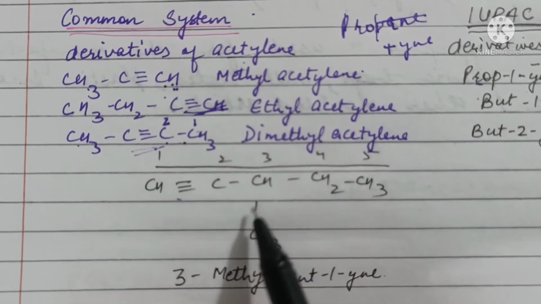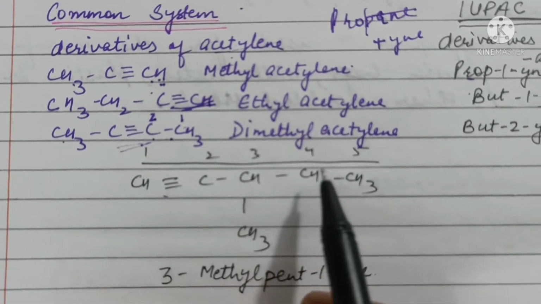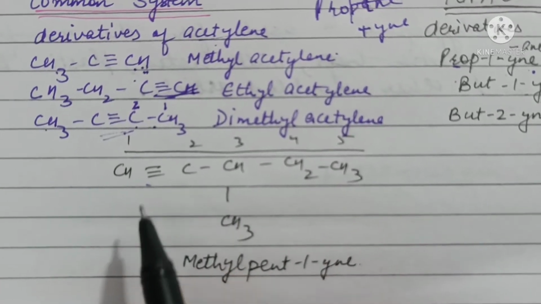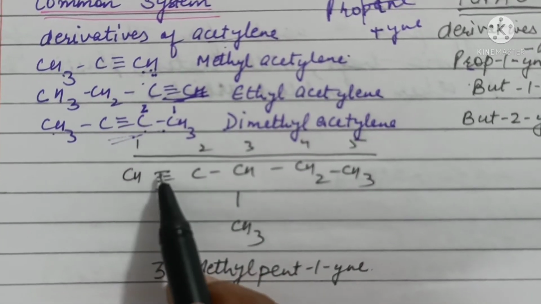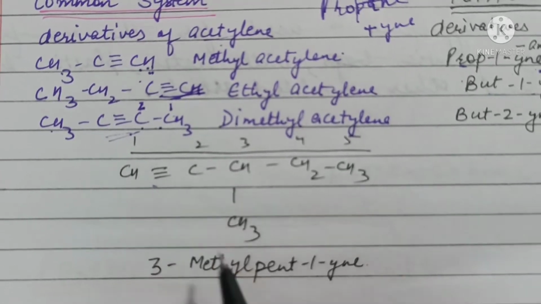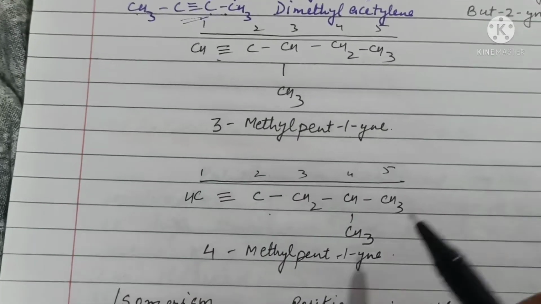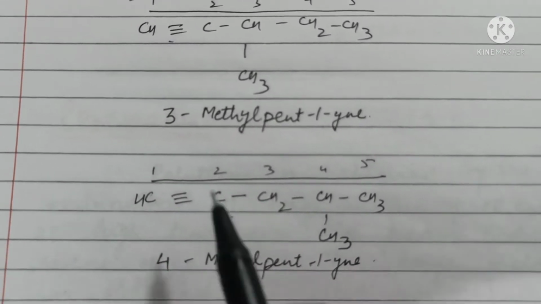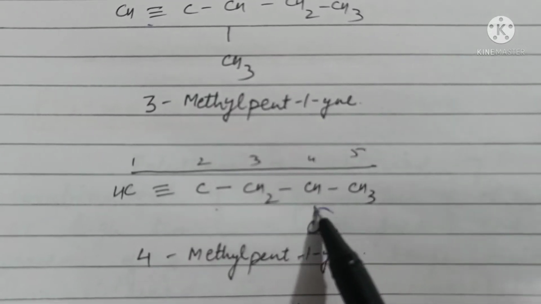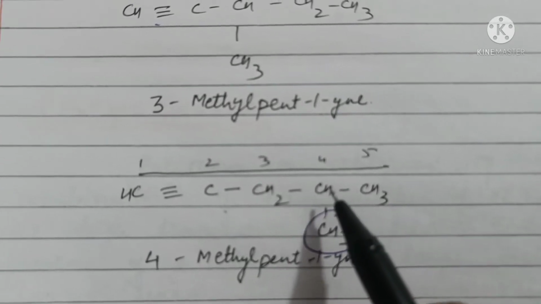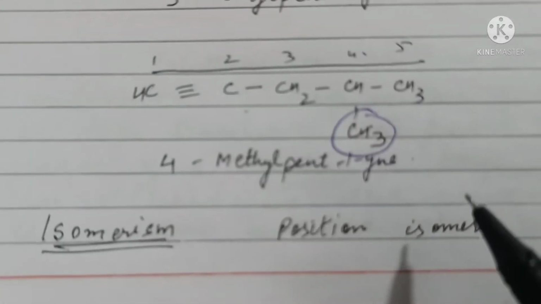So as it is attached to carbon number 3, so it will be called 3-methyl pent for 5 carbons and 1-yne for triple bond. So triple bond is at carbon atom number 1, so name will be 3-methylpent-1-yne. This is how naming is done. Similarly, in this compound, numbering starts from here and substituent is attached, methyl at position number 4. So name will be 4-methylpent-1-yne.